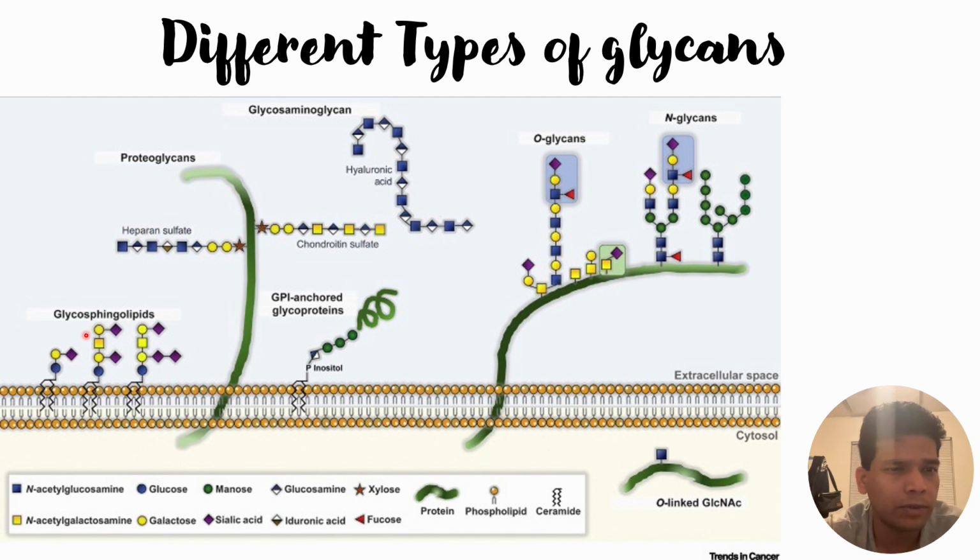And these are the glycosphingolipids, which are glycans that exist directly on the cell surface. They are attached to the membrane directly, not like the GPI anchored protein where they are attached via the GPI, whereas in the case of glycophospholipids, they are directly attached to the cell surface membrane.